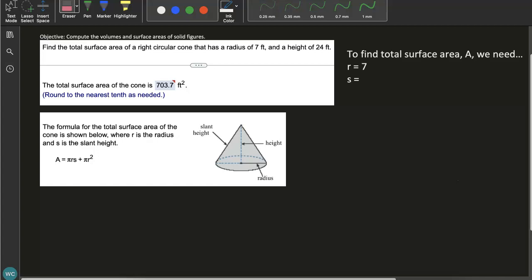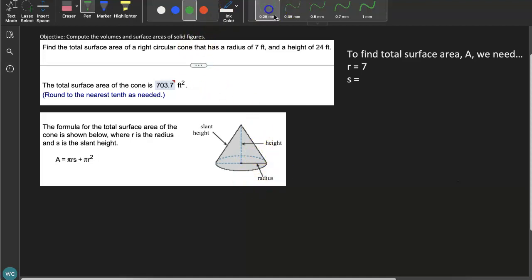For this example, we're going to compute the total surface area of a right circular cone given the radius and the height of the cone. I took this screenshot from my math lab just showing the formula that we need to use, what those different parts of the formula represent, and as well a picture of this right circular cone.